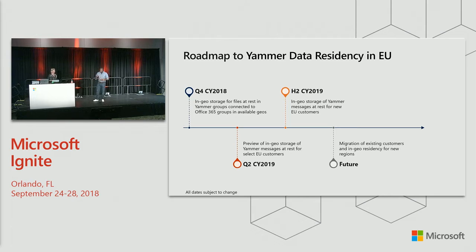So to go a little bit further into the EU in-geo storage of files and messages for EU customers: starting this fall of 2018, Q4 of this year, we plan to roll out in-geo storage for files for customers who use Yammer connected groups. Starting in Q2 of next year, we plan to have an in-geo storage preview for a select few EU customers. Then in the second half of next year, we plan to roll it out for new EU customers. And then for an undetermined date, we plan to roll it out for all customers.